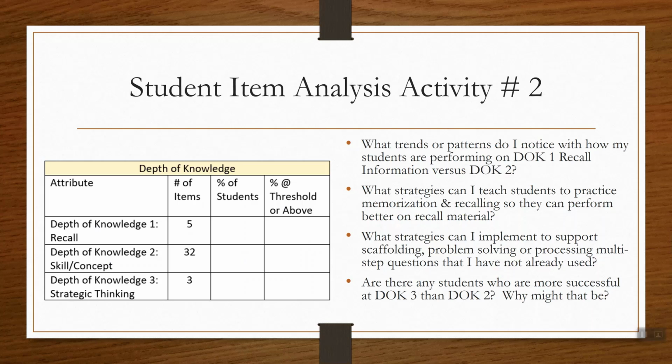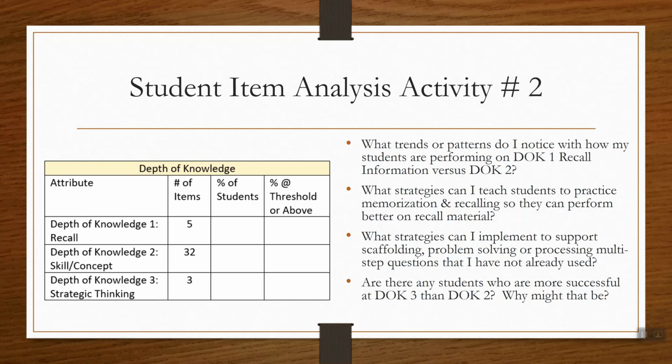Here's a sample of an activity sheet where teachers can fill in the percentages for their class. Then by adding some analysis questions as shown here on the right, the PLC leader or administrator can guide the teachers to see how they can improve. So what trends or patterns do you notice? If the DOK1 percentage is high and the DOK2 percentage is low, and we know that the FSA is going to be highly representative of DOK2, then we can have those conversations.